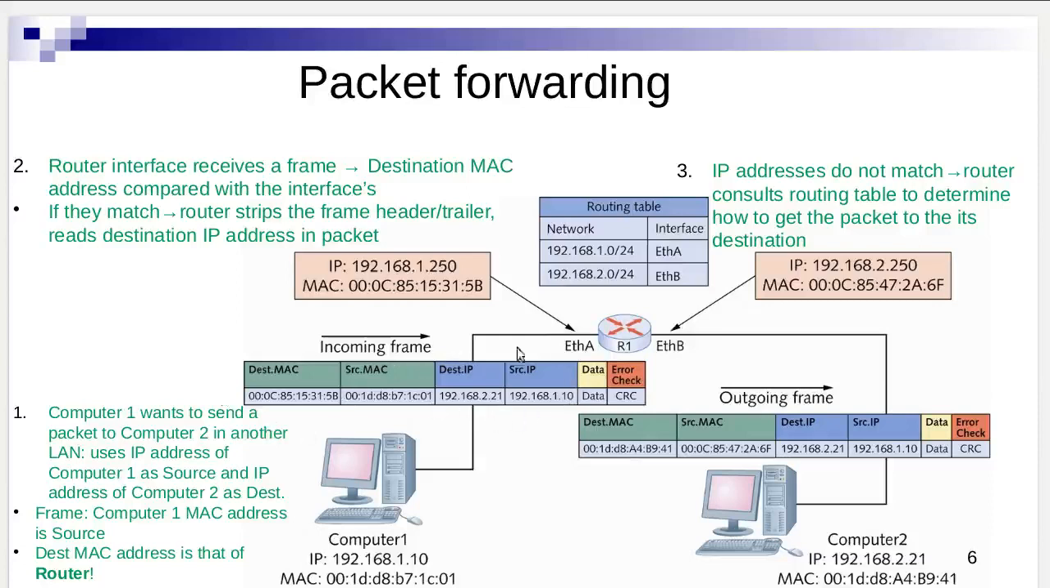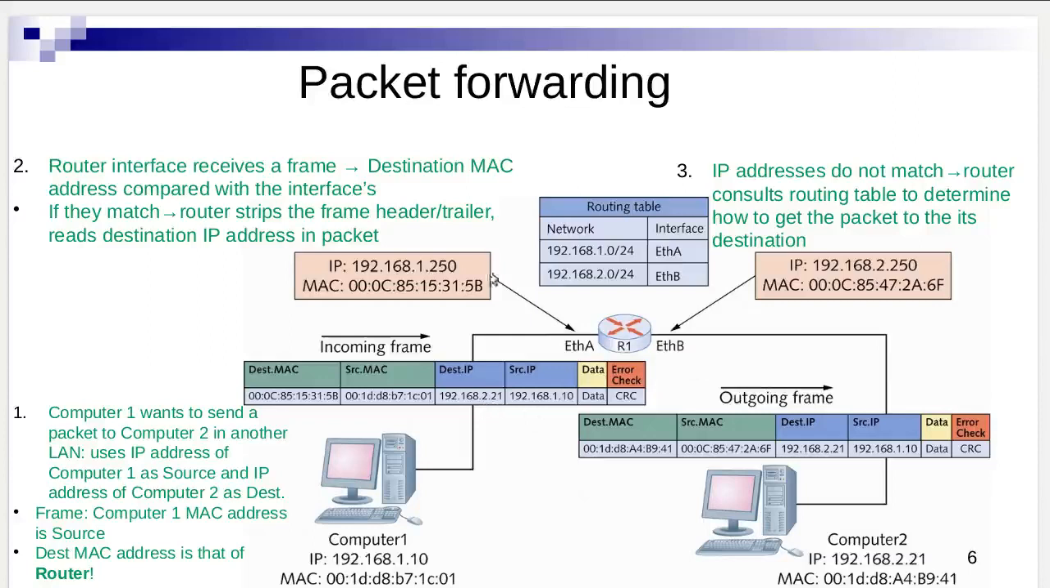The packet inside that frame has a destination IP address, which is computer 2's IP address, 192.168.2.21. And the router says, okay, this is not my IP address, and so I will have to consult my routing table to figure out where to send this out. It turns out there's only one other interface, so it's pretty much got to go there.